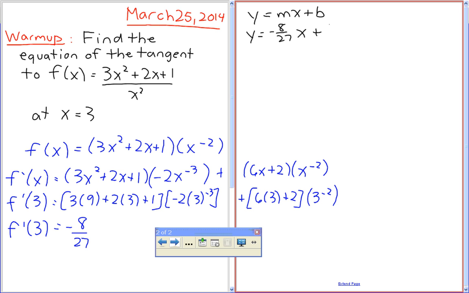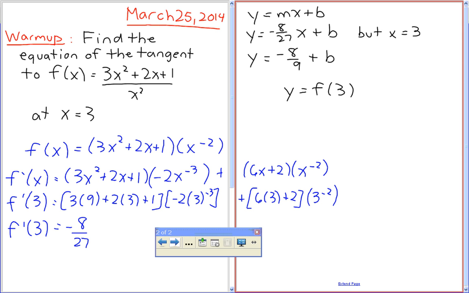Okay, so that's a wonderful start to this question. Why? y equals negative 8 over 27 x plus b. How do I proceed? x is 3. x is 3, good. Can I just write that? x is equal to 3, so I'm going to write that in there. Okay, how do I get my y? y is equal to f of 3, right?